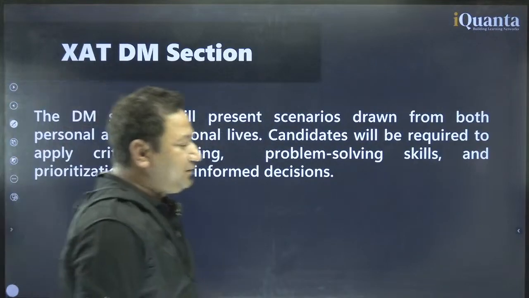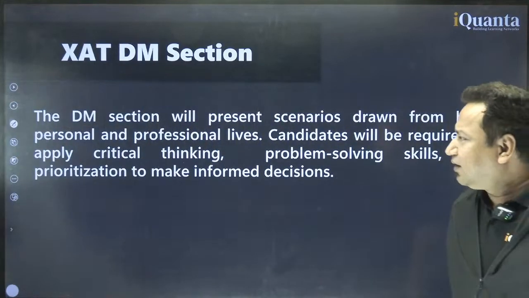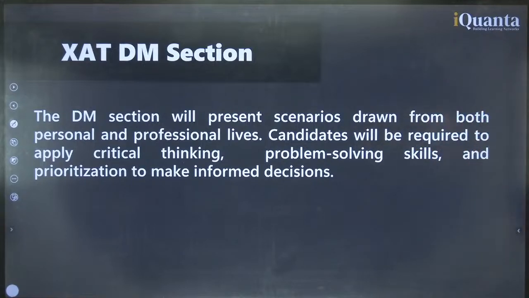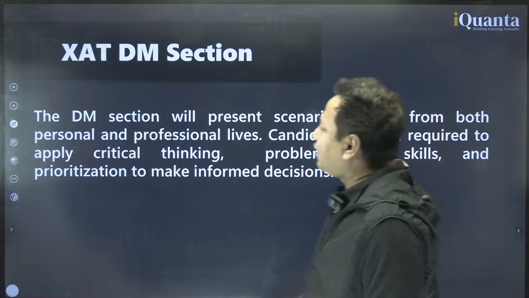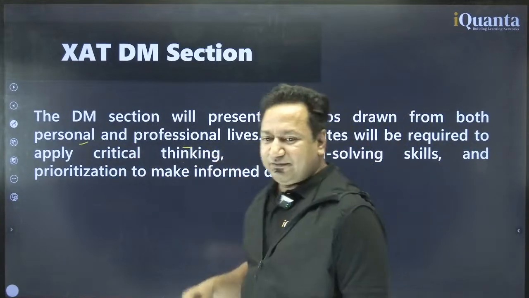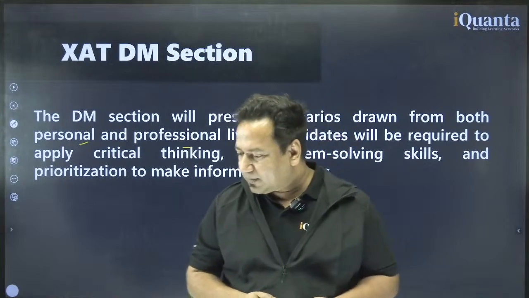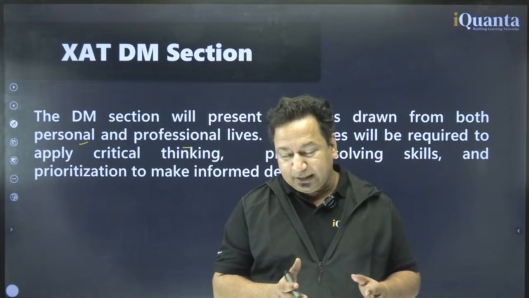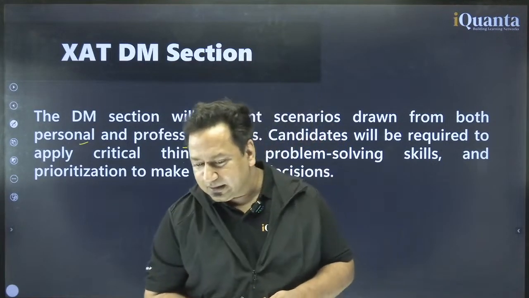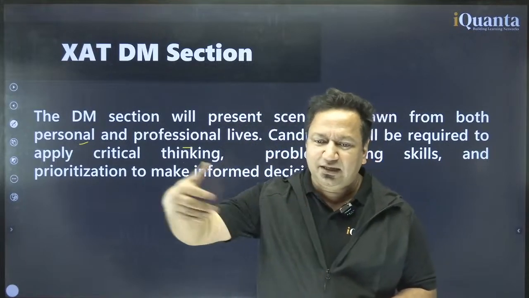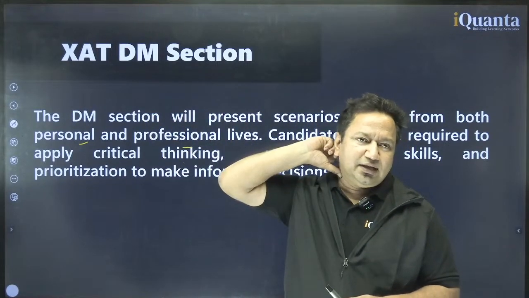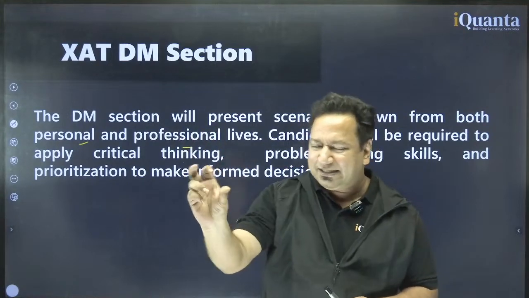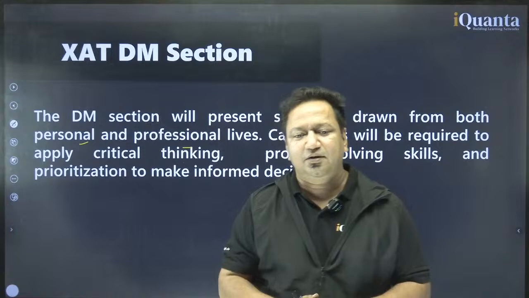And then we have the XAT DM section, that is decision making. The DM section will present scenarios drawn from both personal and professional lives. Candidates will be required to apply critical thinking, problem solving skills, and prioritization to make informed decisions. When they say personal and professional life, let us try to understand this. For professional life, for example, let's say you are an HR manager, head of people in an organization working in a manufacturing company which manufactures, let's say, IC circuits, semiconductor chips.